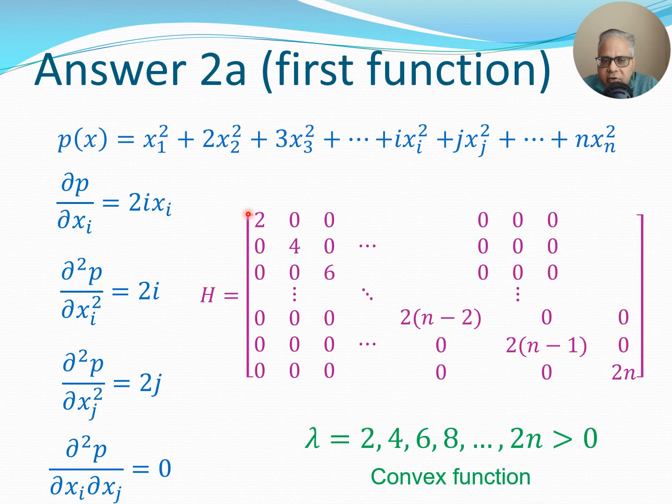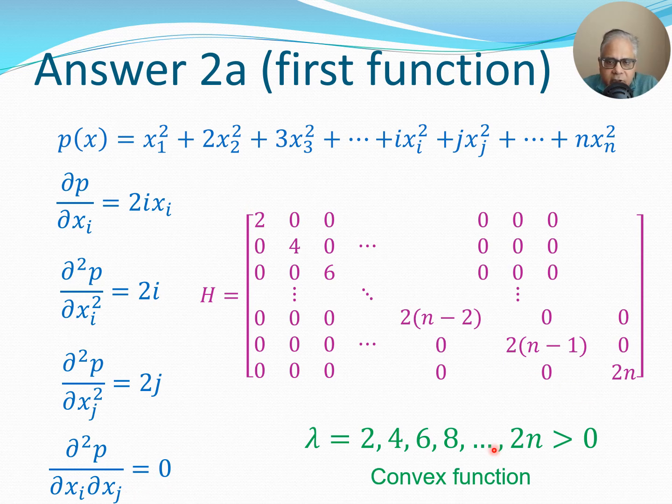So the Hessian matrix is going to be a diagonal matrix. Now you can see here all the diagonal terms correspond to 2i. So when i is 1, I get 2. When i is 2, I get 4. When i is 3, I get 6. And when i is n, I get 2n. And the off diagonal terms are all 0 because the second derivative of p with respect to xi, xj is 0.